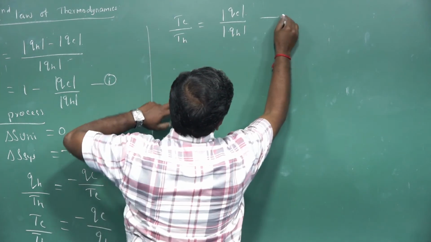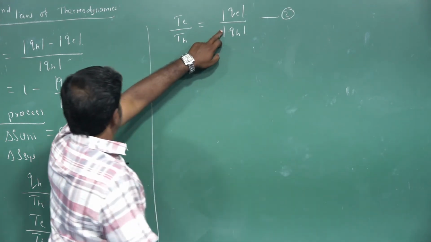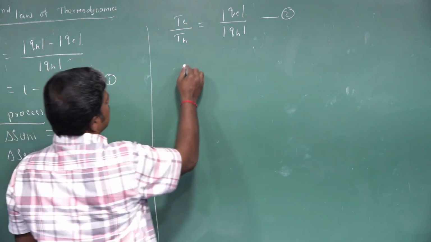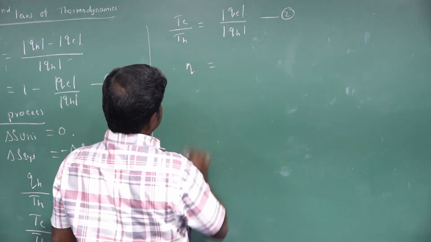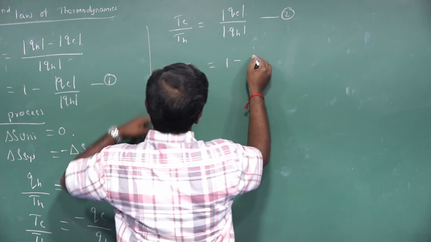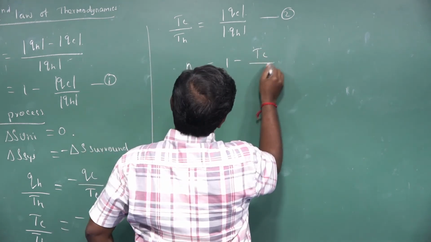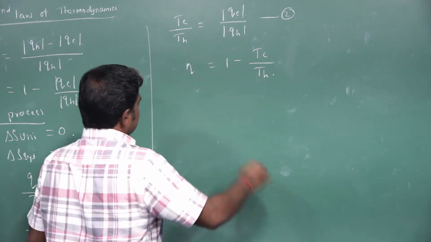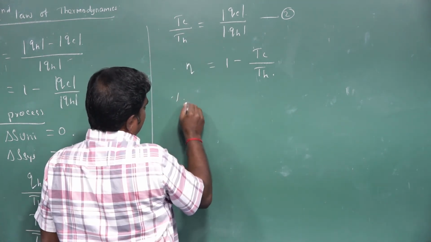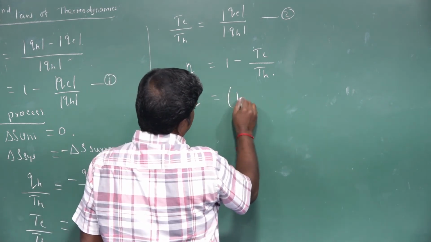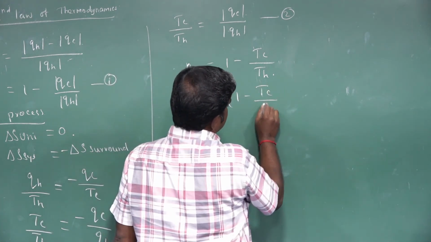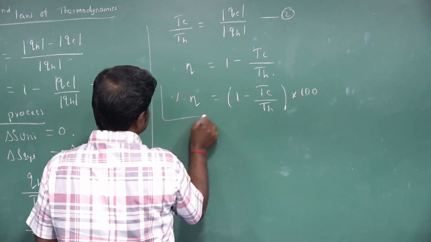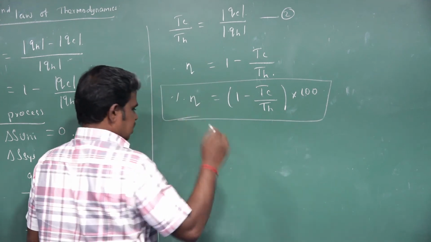Then, you know that it is the second. We may substitute this into the first one. So we are getting that the efficiency is nothing but 1 minus TC by TH at different temperatures. If you are taking the percentage of efficiency, it is nothing but 1 minus TC by TH into 100. So it is percentage efficiency.